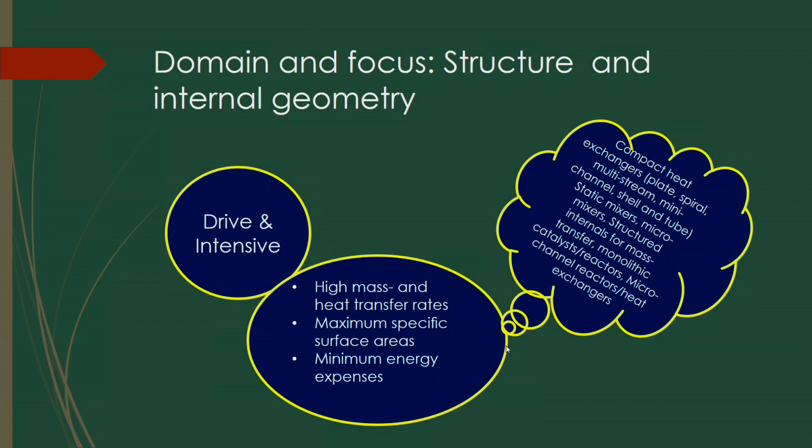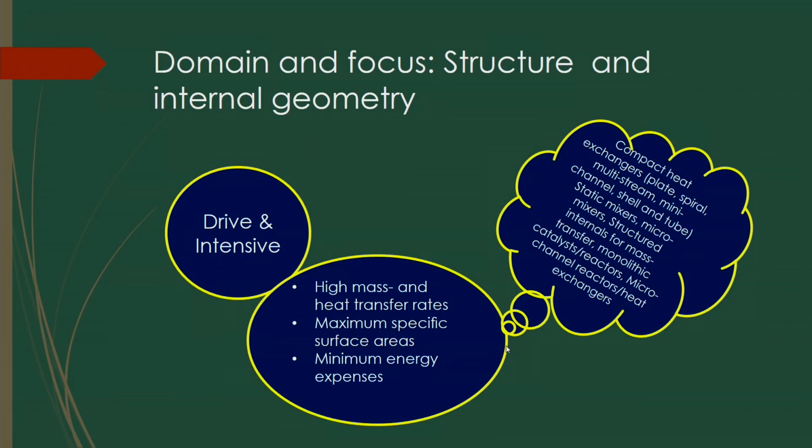To have that, you have to drive the process in such a way that you can get high mass transfer and heat transfer rates. This also happens in some common equipment available in the market, like compact heat exchangers, plate and spiral, multi-stream, mini channel, even shell and tube heat exchangers, where a static mixer is sometimes used for mass transfer, and structured packing material is also used for getting more contact between the phases, so that heat and mass transfer can be higher.